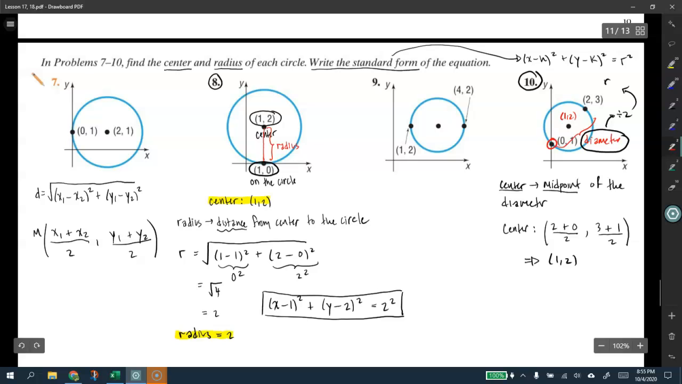We can pick 0, 1 and 1, 2, or we can pick 2, 3 and 1, 2, and we can essentially do exactly what we did in this question over here, where we found the distance from the center all the way to its endpoint. So I'll leave that to you, however it is that you wish to do it.